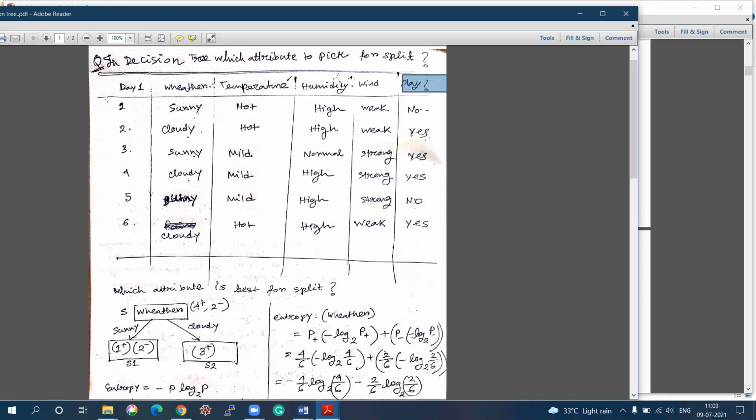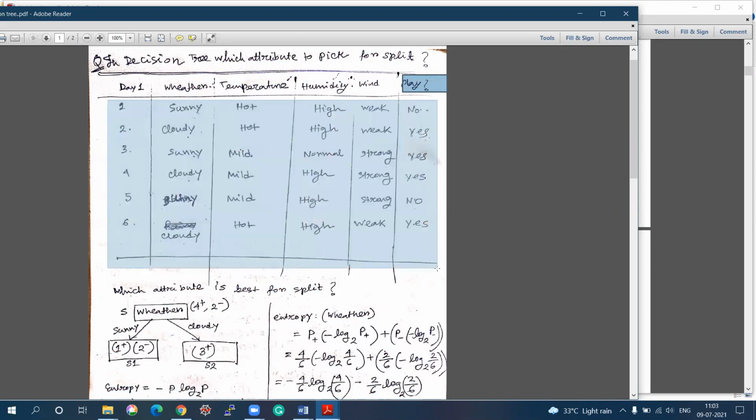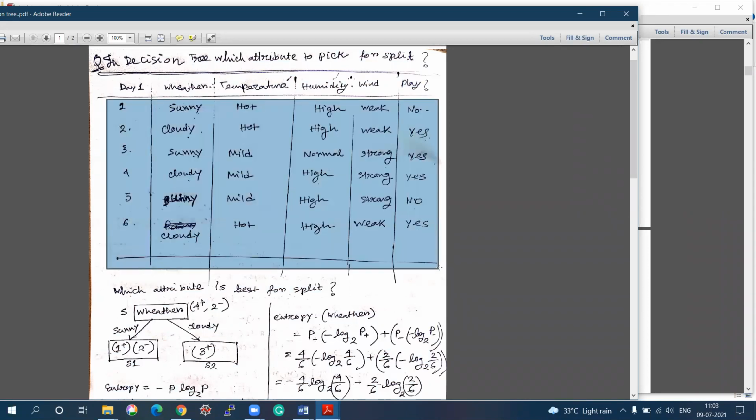So this is our training set, because using this training set we are making the decision tree. Then whenever our decision tree is constructed, if we get a new instance where the attribute values are different from the given training set, then also we could make the decision. Okay.